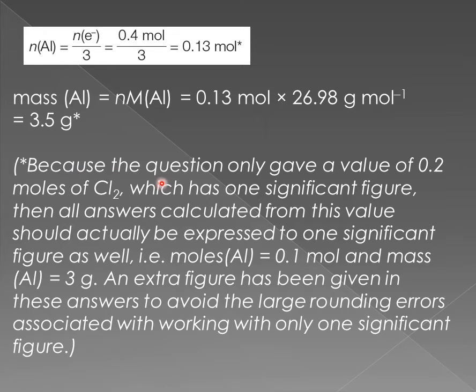Here we put the answer in two significant figures, but in the given data it was only in one significant figure. This is why, if we round the answer, there will be a big difference between 3 gram and 3.5 grams. So this is why we use two significant figures. Next.